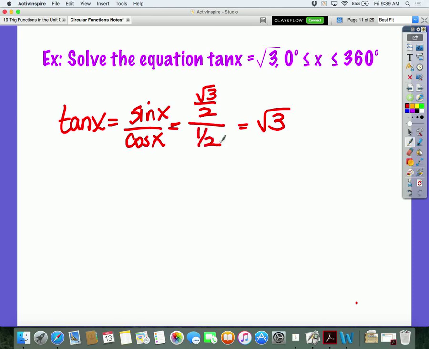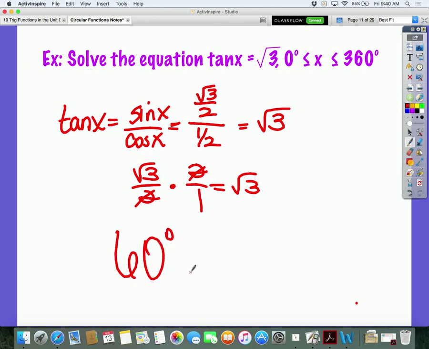Because when you divide these fractions, you keep the numerator, change that division to multiplication, and then flip the denominator. And you would see that your 2's would cancel out. So where on my unit circle is sine square root of 3 over 2 and cosine 1/2? 60 degrees. That's one of your answers.